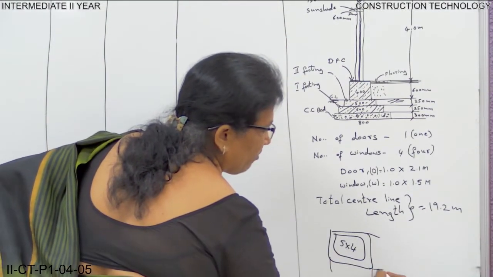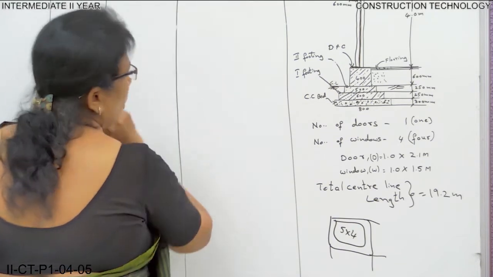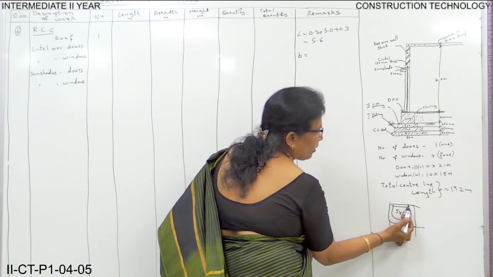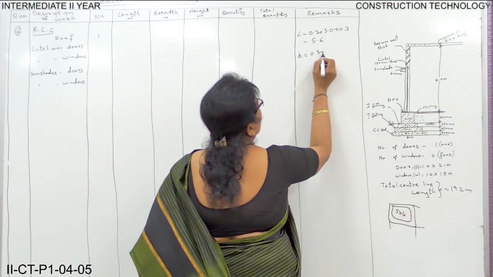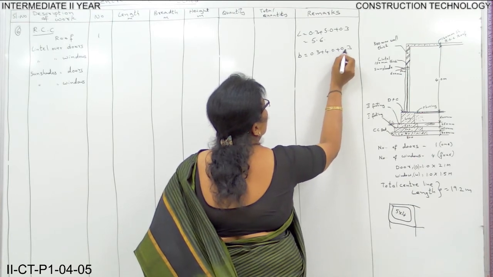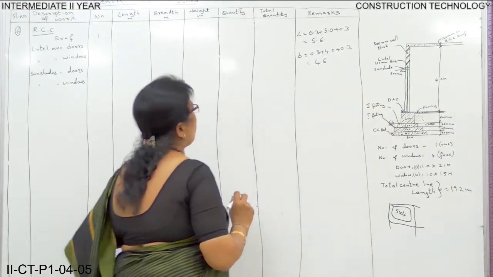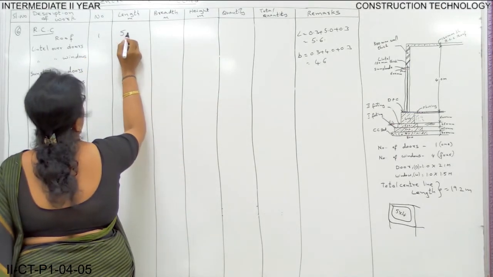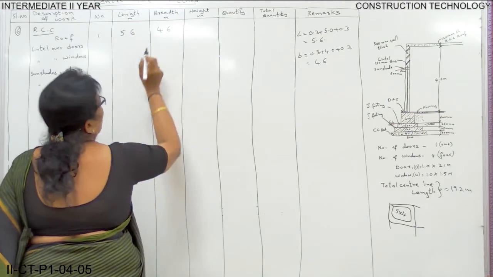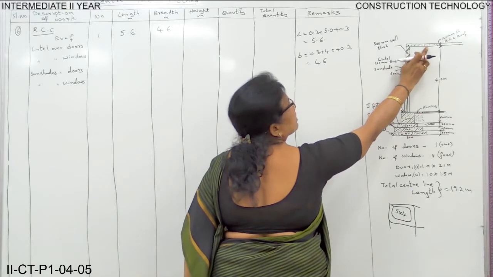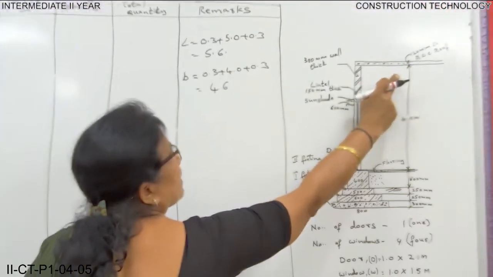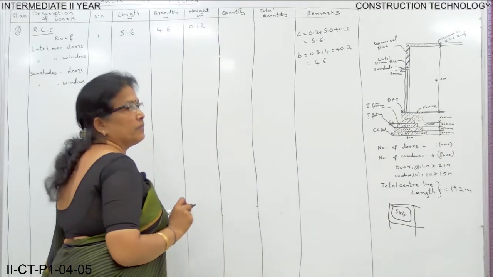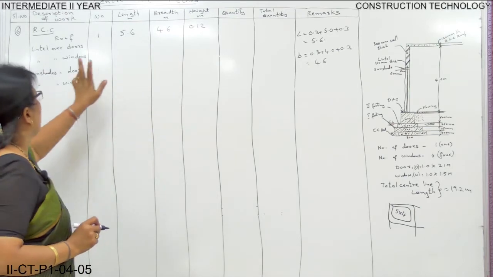Now the breadth of the roof, from here to here: 0.3 here, from here to here 4, and from here to here 0.3. So 0.3 plus 4.0 plus 0.3 is 4.6. Now number is 1, length is 5.6, breadth is 4.6, and height you get from the section, that is 120 mm thick RCC roof. When you convert it, it is 0.12 meter. These are the measurements for the roof.